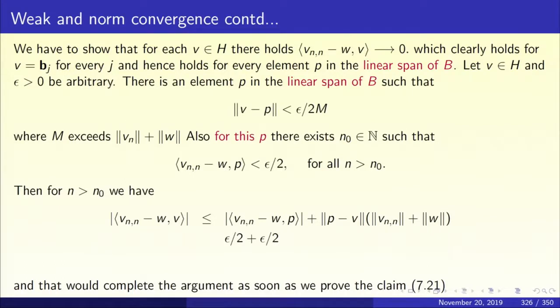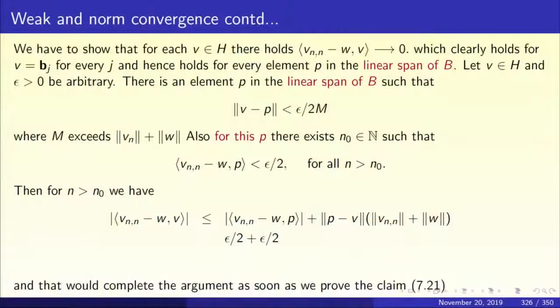The linear span of B is dense in the whole space. B, remember, is a basis. So the set of all finite linear combinations of elements of B is dense in our Hilbert space. So take an element V in our Hilbert space and let epsilon greater than 0 be arbitrary. By denseness, there is an element P in the linear span of B such that norm of V minus P is less than epsilon by 2m, where m is a convenient bound. Say take any m which exceeds the norm of Vn plus the norm of W. Remember that our norms of Vn are bounded.